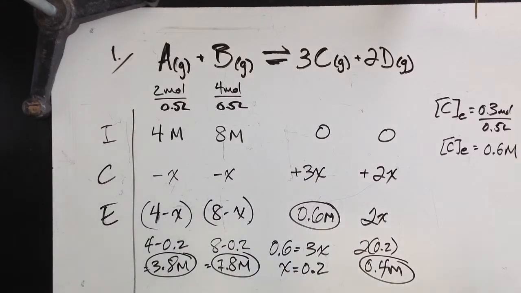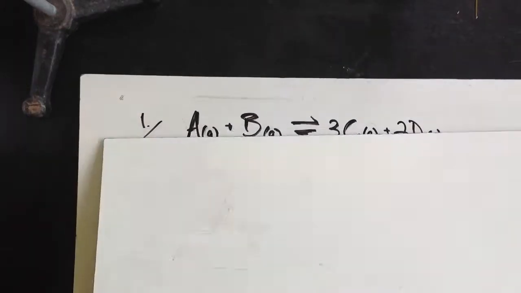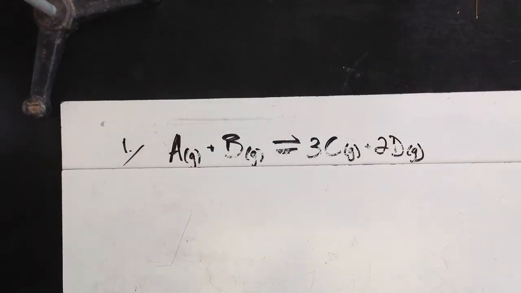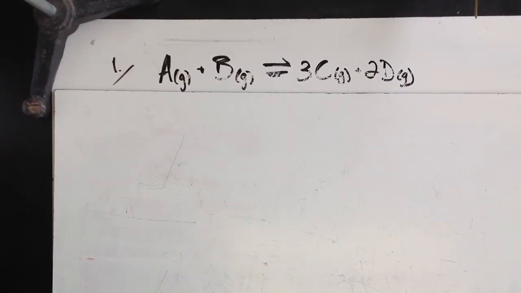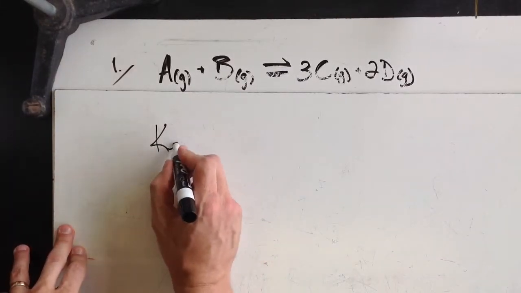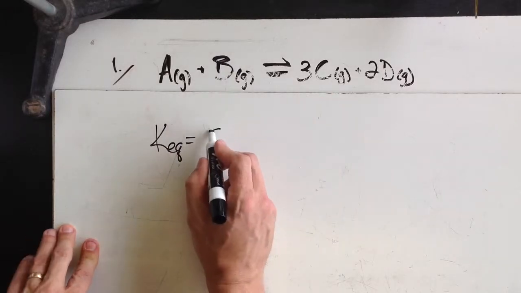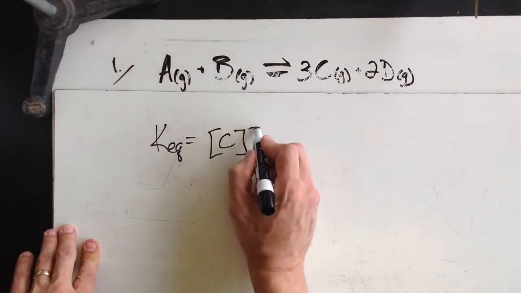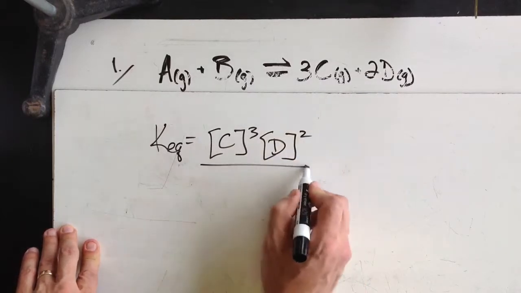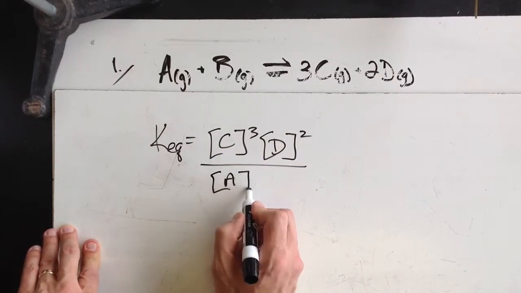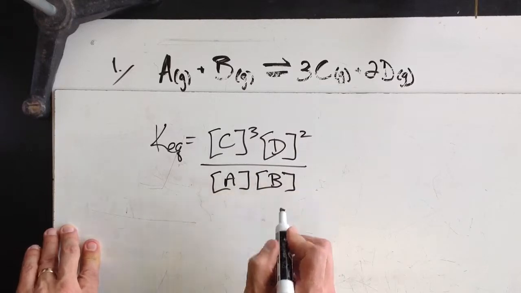Okay? Now I'm ready to do my equilibrium expression. So I'm going to come over here. I'm just going to switch boards here. Actually, I'll just go right like that so we can still see that. And I know my K expression is going to be C cubed D squared all over A and B.